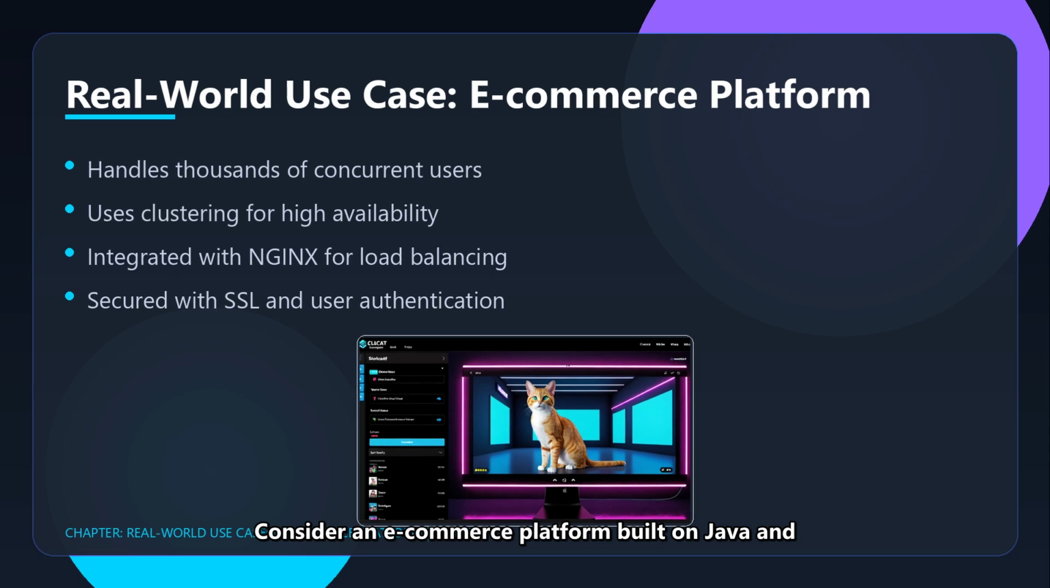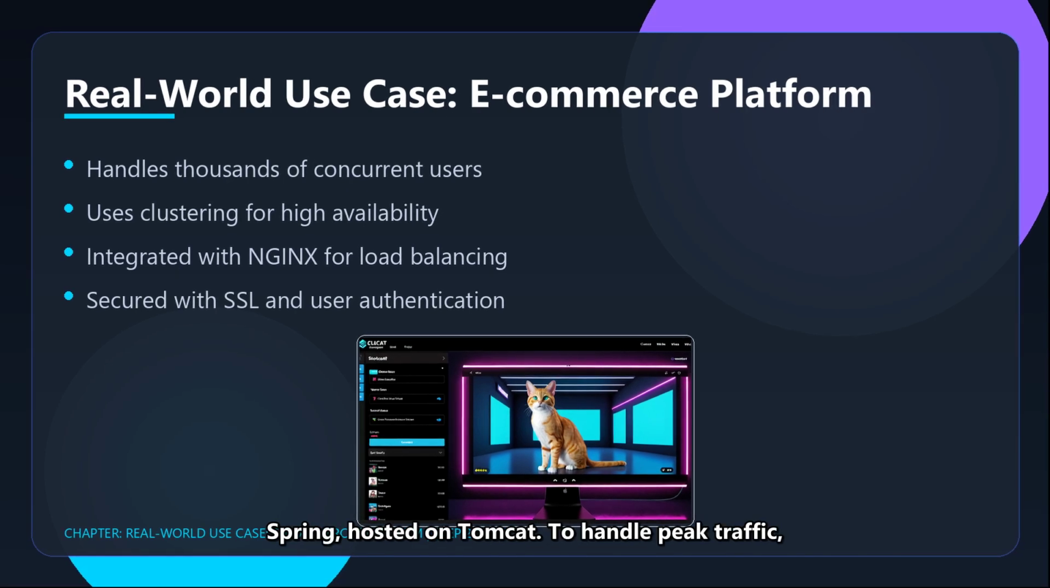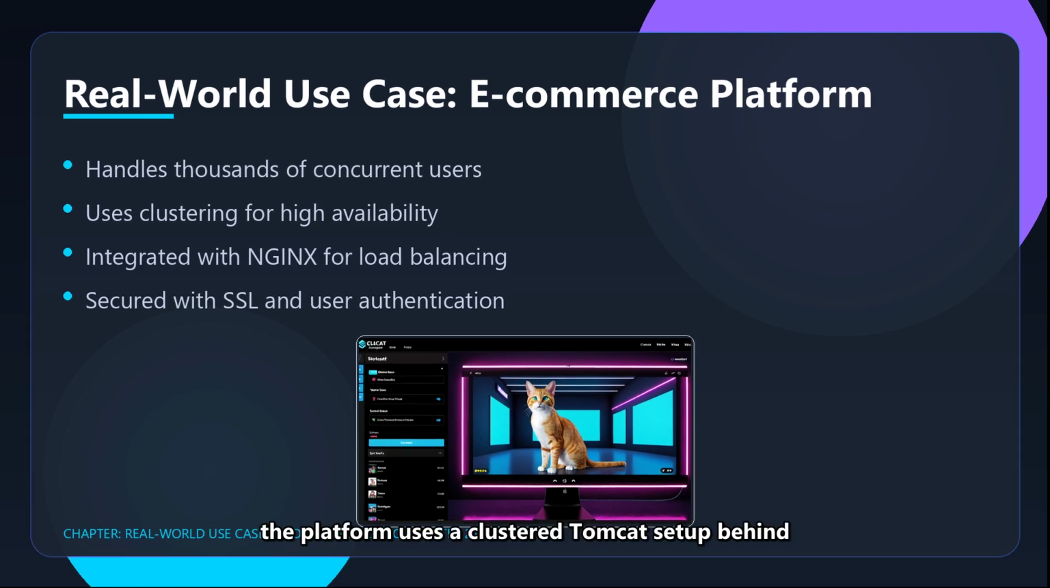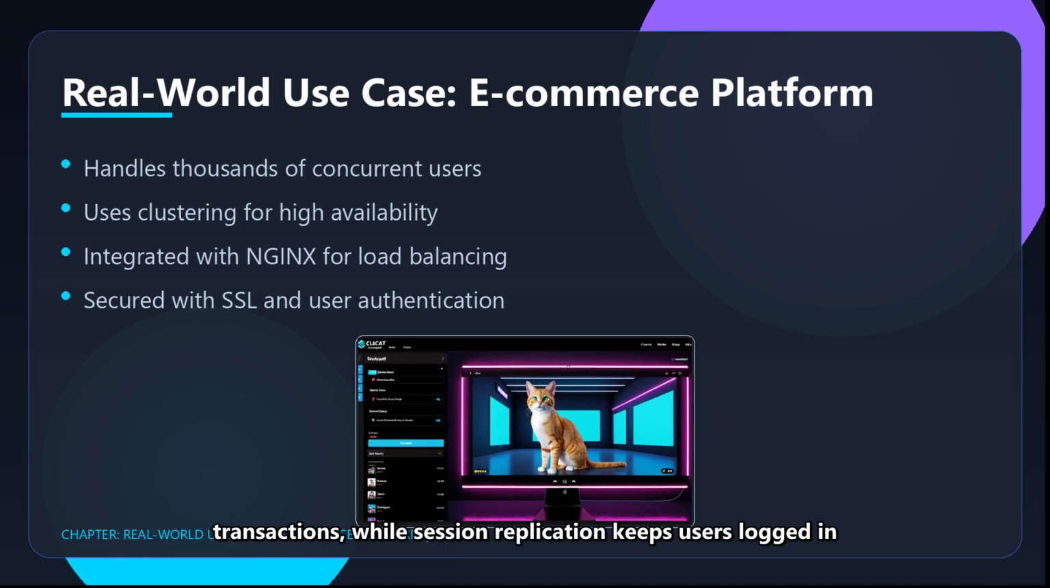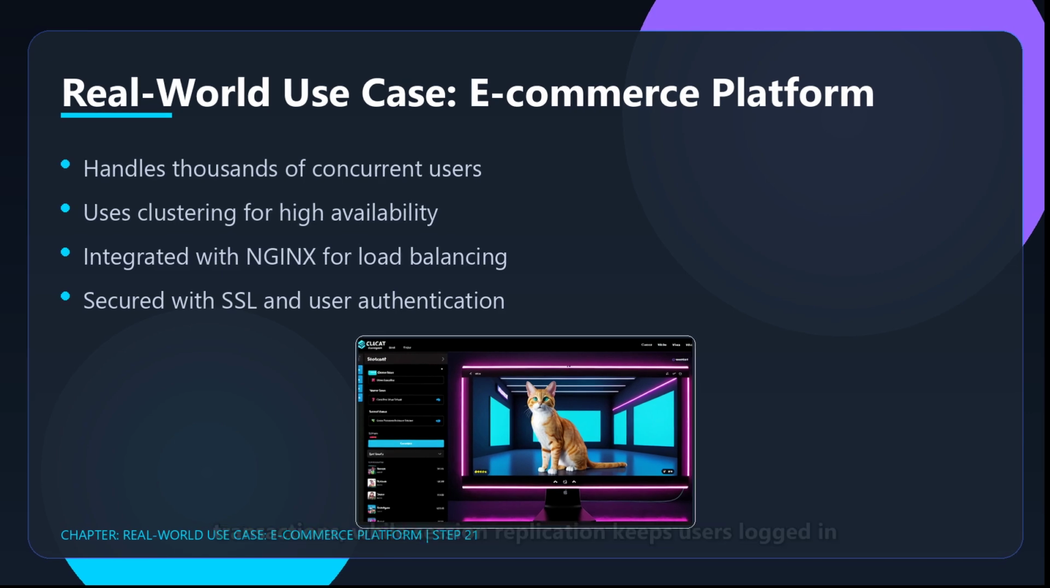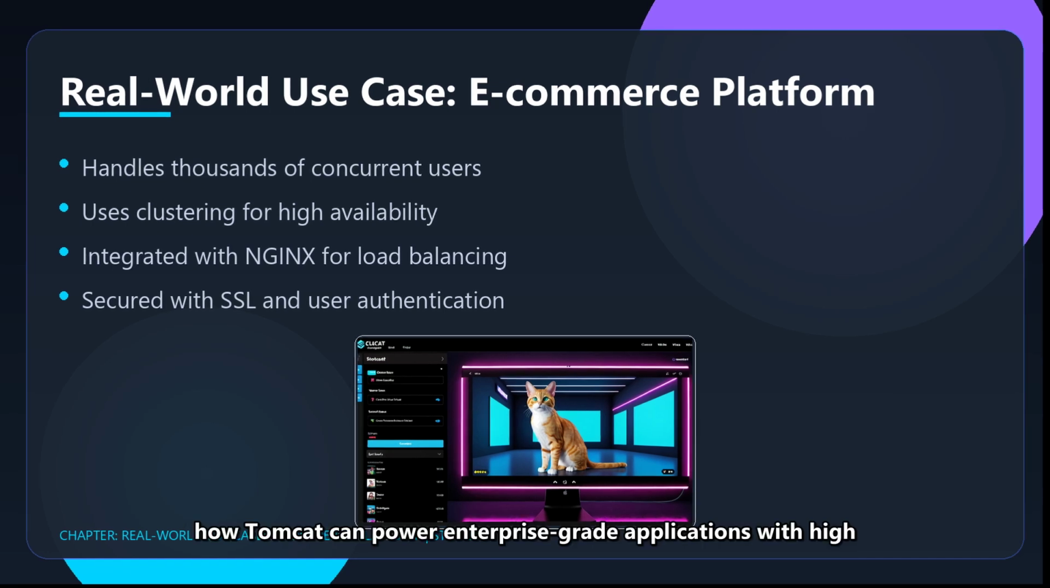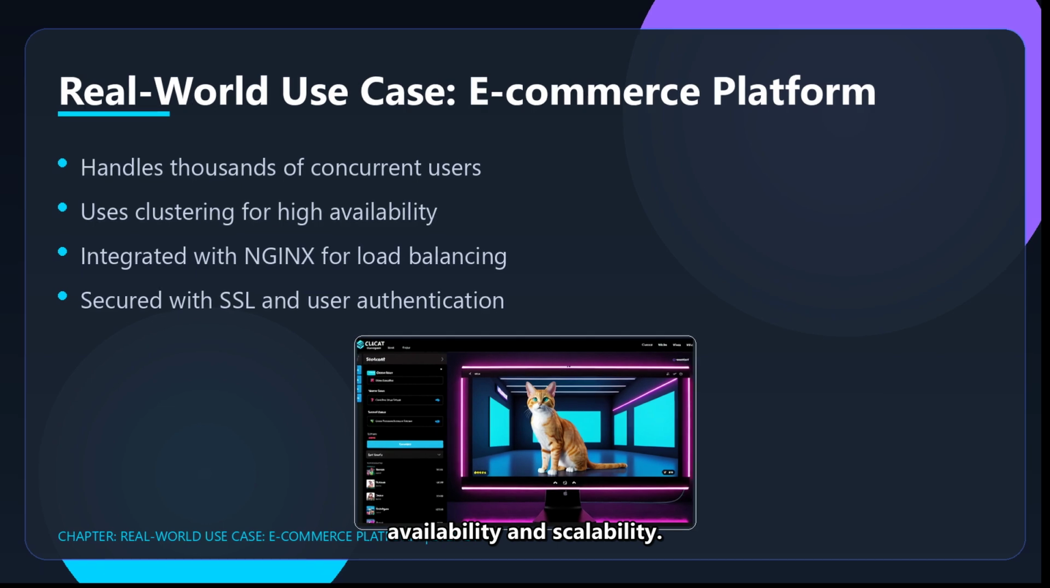Consider an e-commerce platform built on Java and Spring, hosted on Tomcat. To handle peak traffic, the platform uses a clustered Tomcat setup behind an NGINX load balancer. SSL certificates ensure secure transactions, while session replication keeps users logged in even if a node fails. This setup demonstrates how Tomcat can power enterprise-grade applications with high availability and scalability.